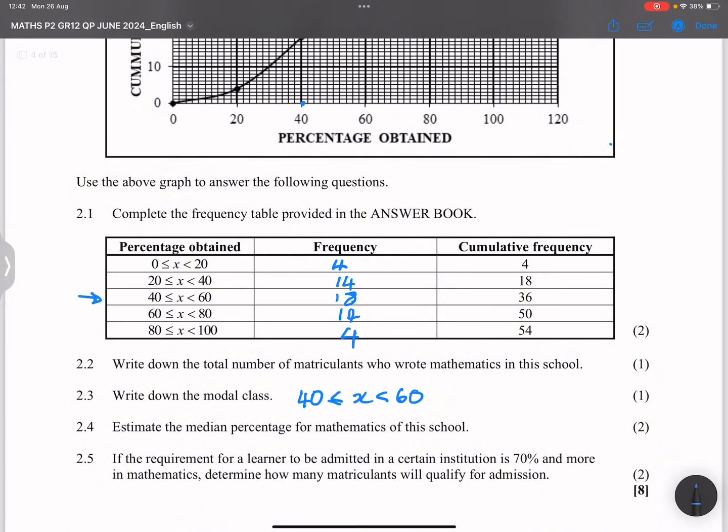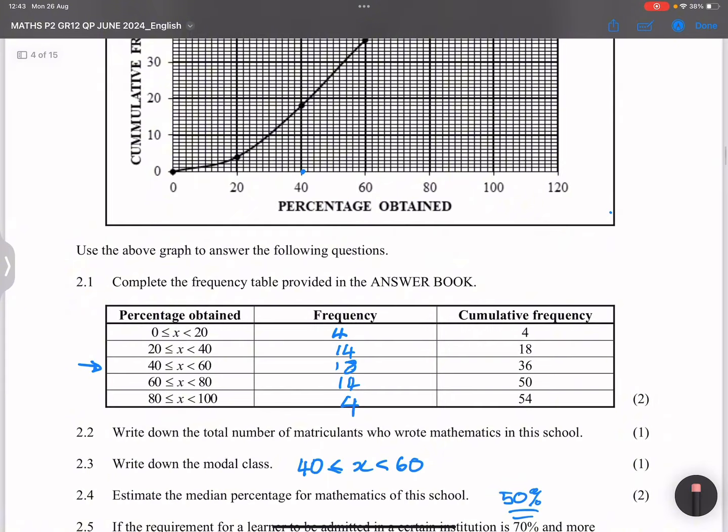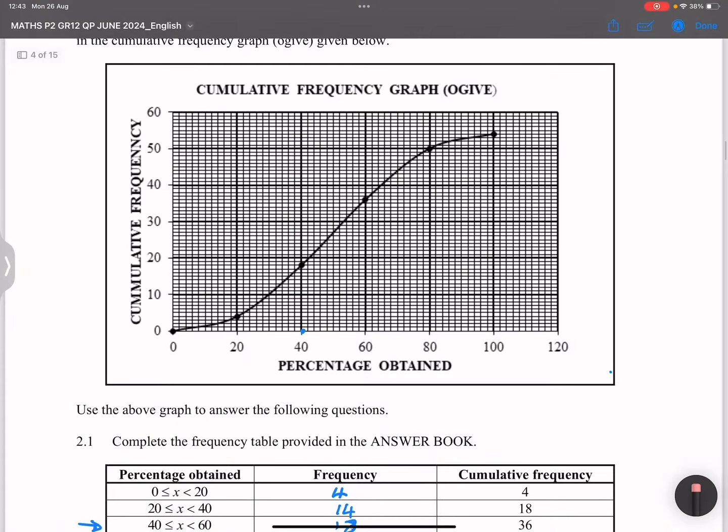Now they say to us, estimate the median percentage for mathematics of the school. So what is the median? Remember, the median is the 50th percentile. So in this case, 50% of what? Of the number of people. And how many people do we have in total? That's 54. So what's 50% of 54? Remember 50% is 0.5, which is 50 over 100. So 0.5 of 54 should give us 27.